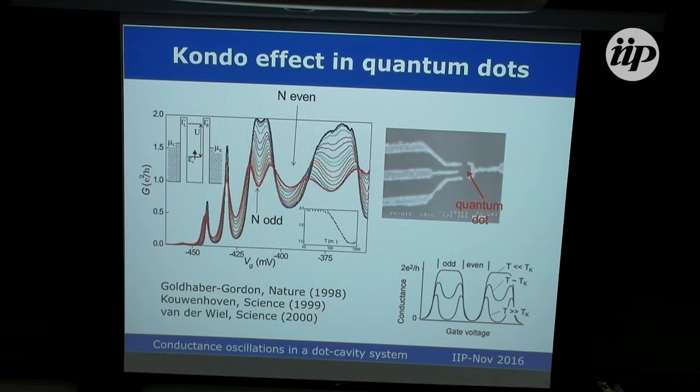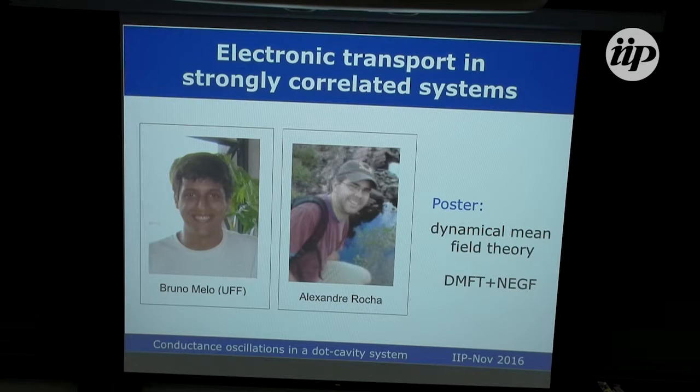Good. So now we are ready to discuss my topic. And first an advertisement. In order to develop simpler methods to tackle this kind of problem, Bruno is working on dynamical mean field theory with Alexandre, who was here, but he's not. So Bruno has to explain the poster by himself. And so let's move on.